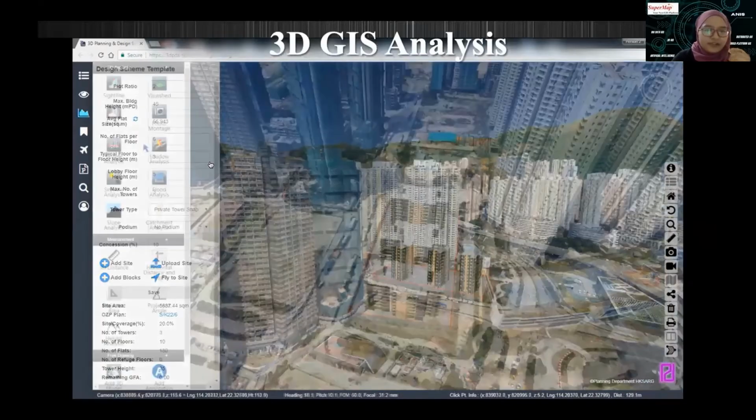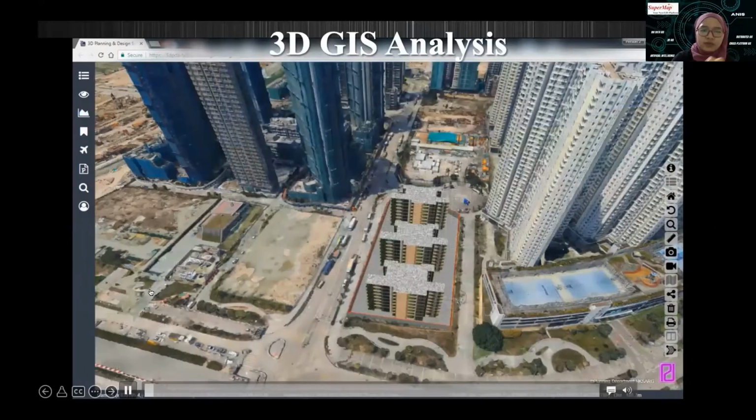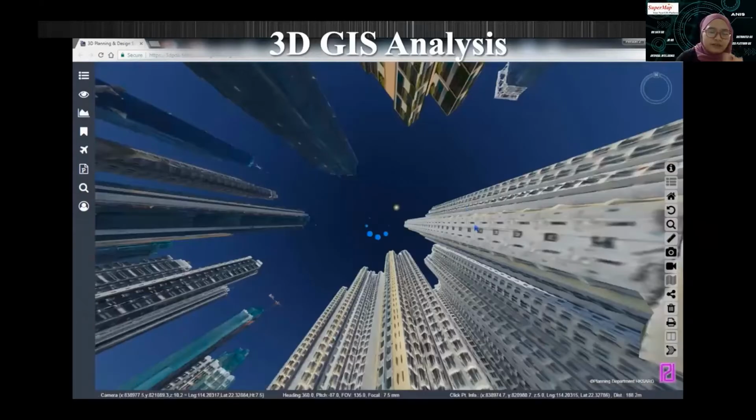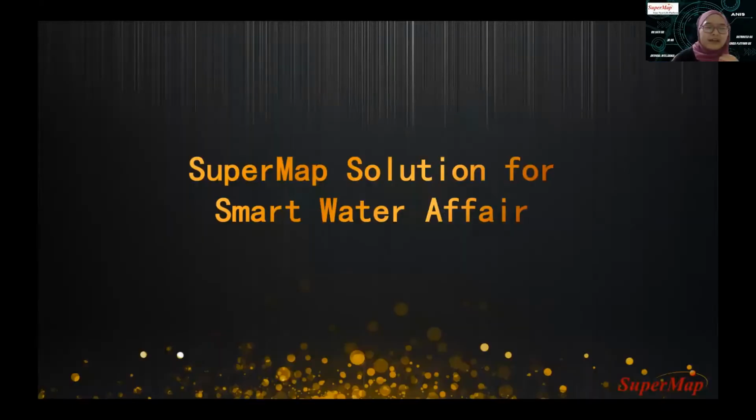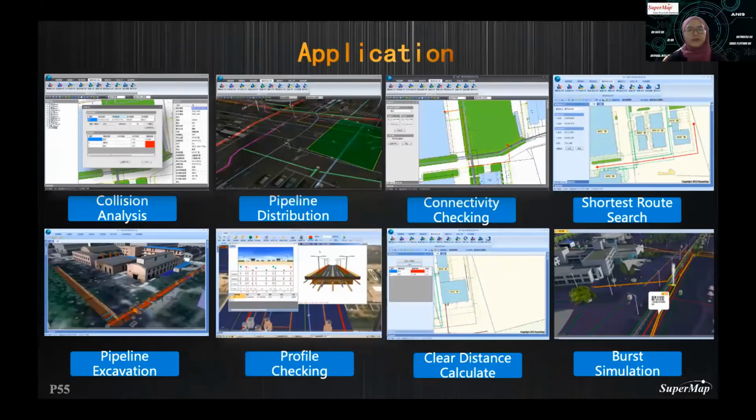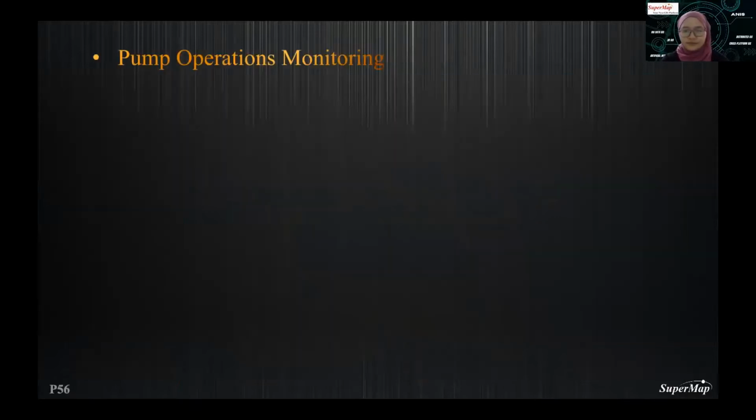And then next one is 3D GIS analysis. So this one will be shown during our live demonstration after this. So I will move on to our third application, which is smart water affair. So these are the list of analysis that we provided for water pipeline solution. So it includes pollution analysis, pipeline distribution, connectivity checking, shortest route search, and so on.